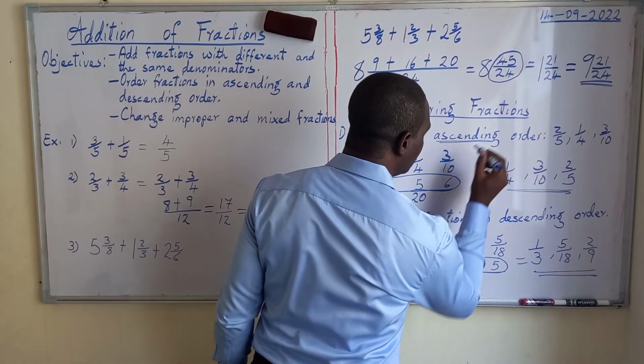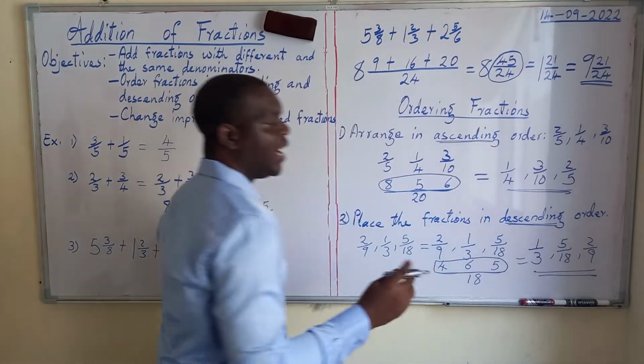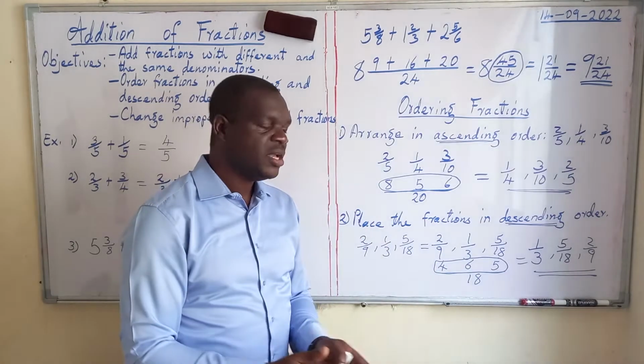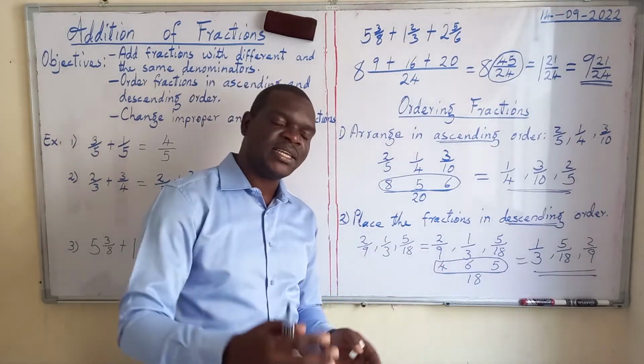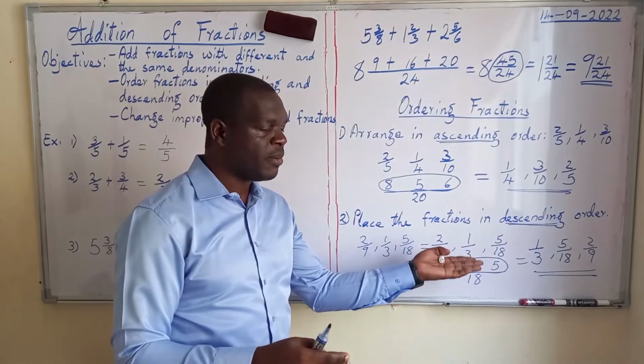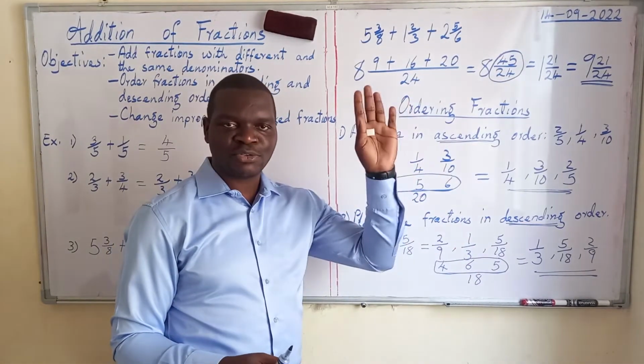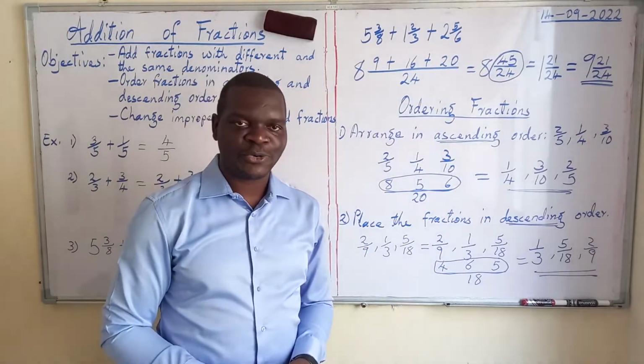Whenever you have a question as such, you should be able to identify in which order they're asking you to place the fractions, either ascending or descending order, because you can do this very well, but the fact that you have placed the inverse of what they're asking you, probably ascending when they have asked you to descend, or descend when they have asked you to ascend, you will have it all wrong.